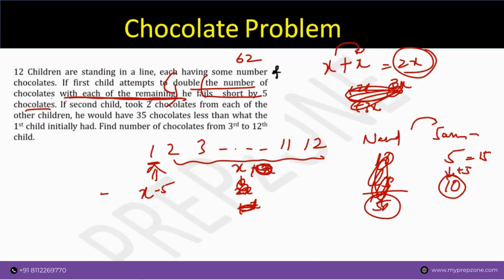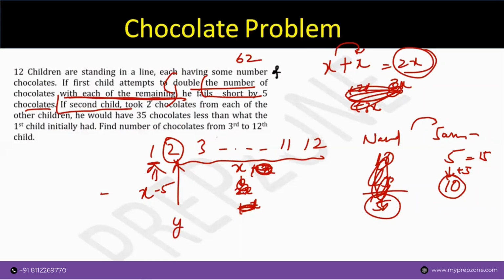Fair. So now let's move on to the next statement. If second child took 2 chocolates from each of the other children, he would have 35 chocolates less than what the first child initially had. So let us assume that the second child had y chocolates. Okay? Let's assume that the second child had y chocolates. So the question says if the second child took 2 chocolates from each of the other children. Other children matlab total there are 12 children. So other children will be a remaining 11 children.